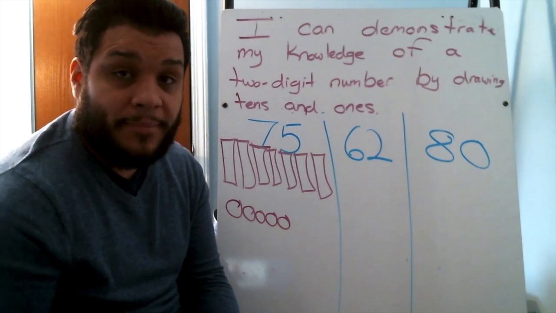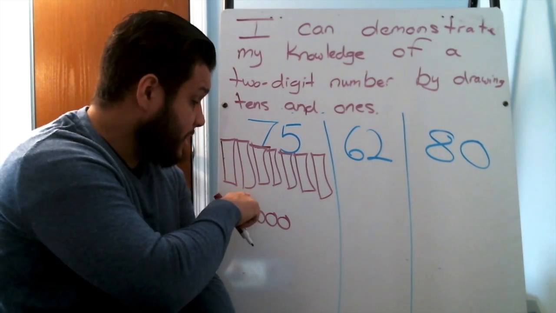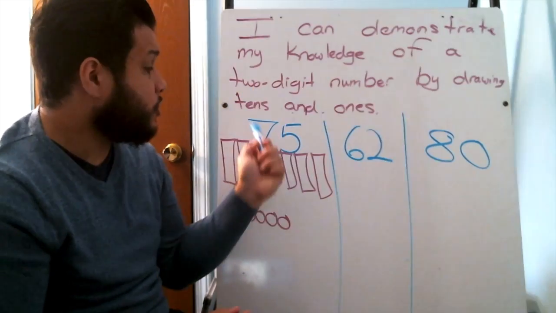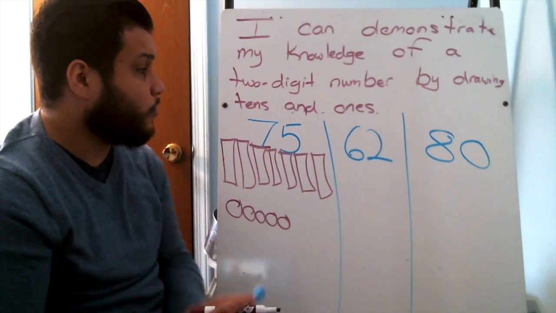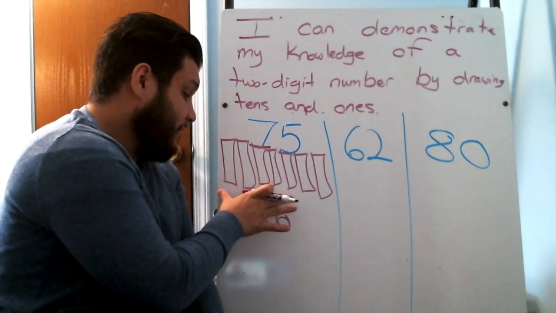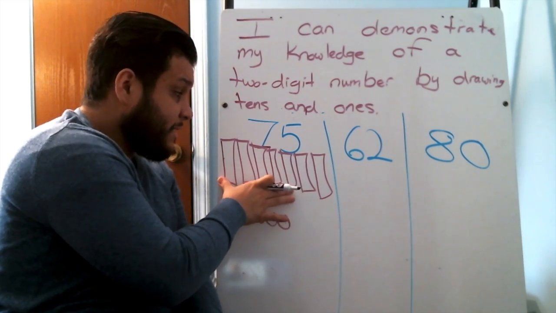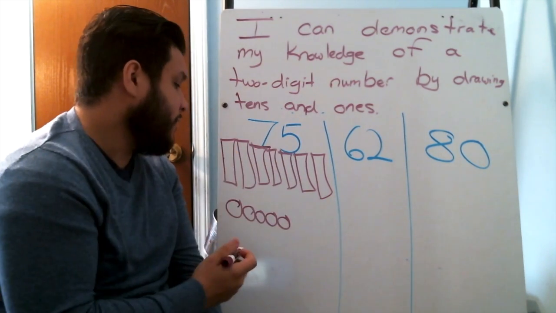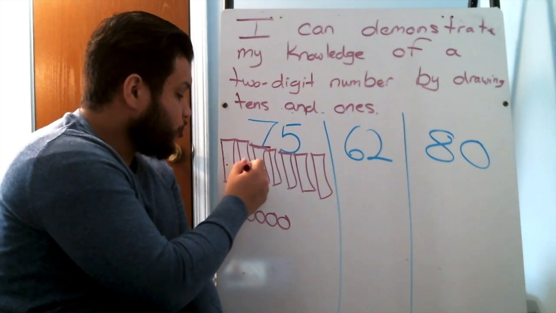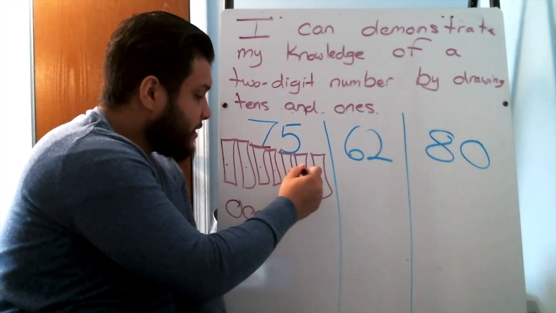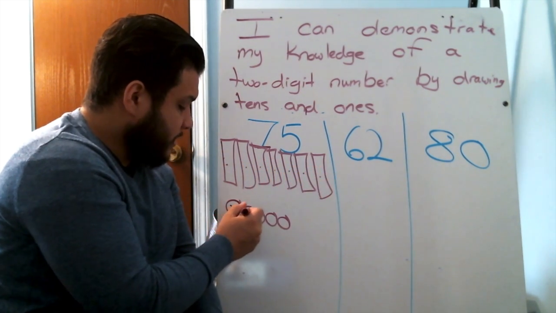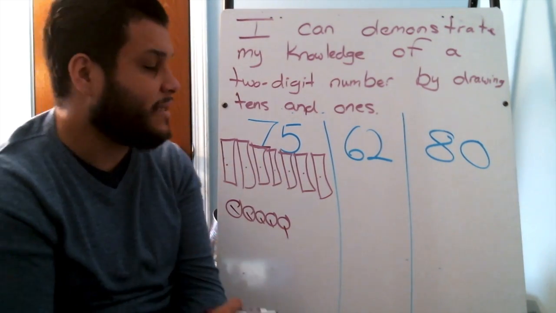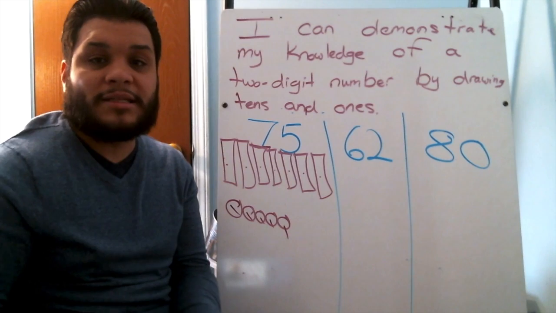I'm going to check my work by counting my picture. I wanted to demonstrate my knowledge of a 2-digit number by drawing tens and ones. So that means that I should have the same amount of tens here that I have here and the same amount of ones here that I have here. Let's count them. 10, 20, 30, 40, 50, 60, 70, 71, 72, 73, 74, 75 is the same as 75. All right, let's move on to the next one.